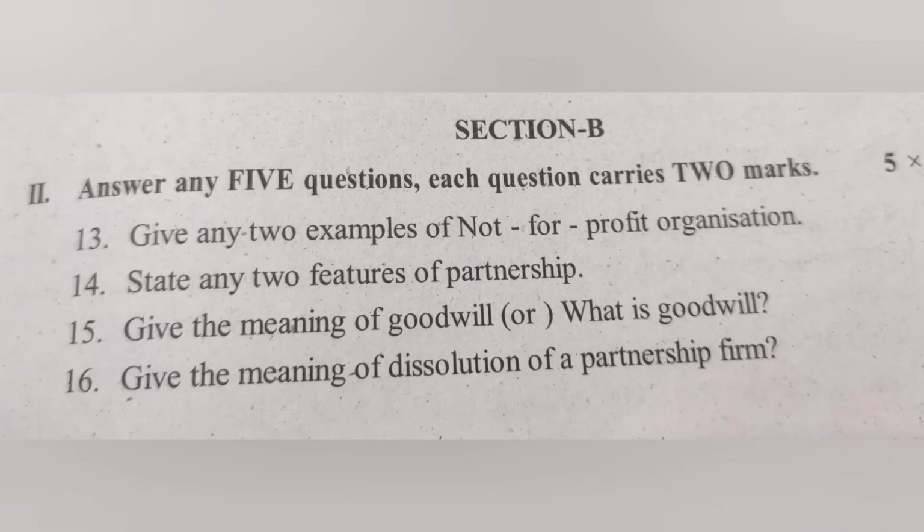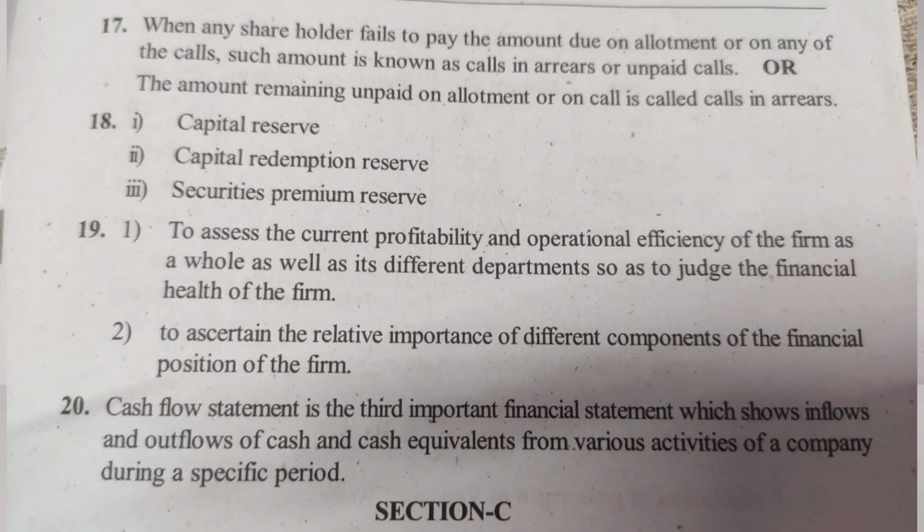What are the questions here? Calls in arrear. Two items which are shown in the head: reserves and surplus. State any two objectives of financial statement analysis, and what is cash flow statement. So the first question we know now: when any shareholder fails to pay the amount due on allotment or on call, such amount is called calls in arrear or unpaid call.